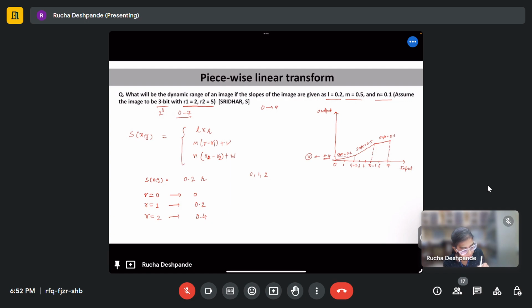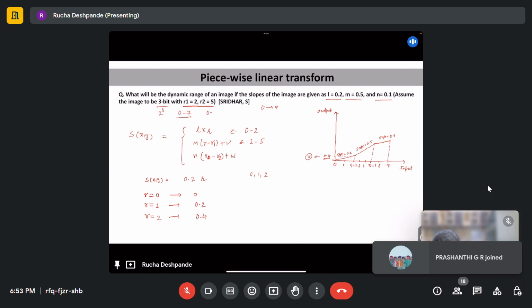And these are the piecewise linear transform functions that we are applying on the input image based on their ranges. So between 0 to 2, we have this function. Between 2 to 5, we have this function. Between 5 to 7 is this function.